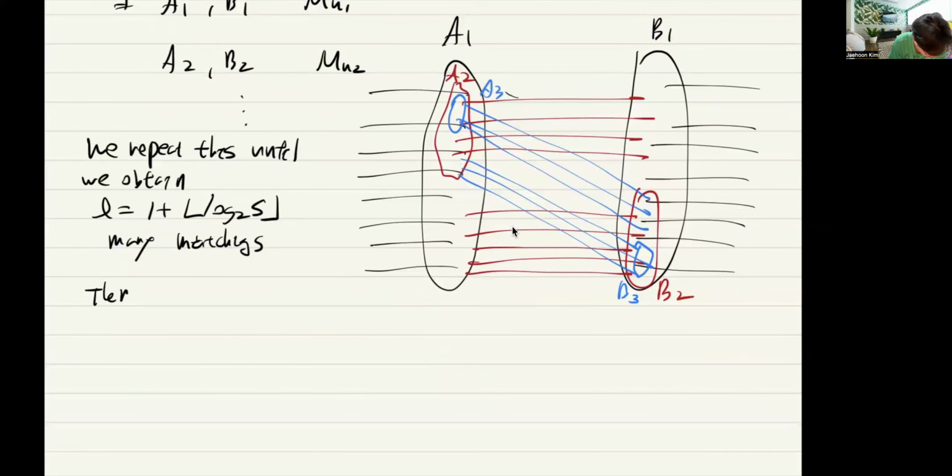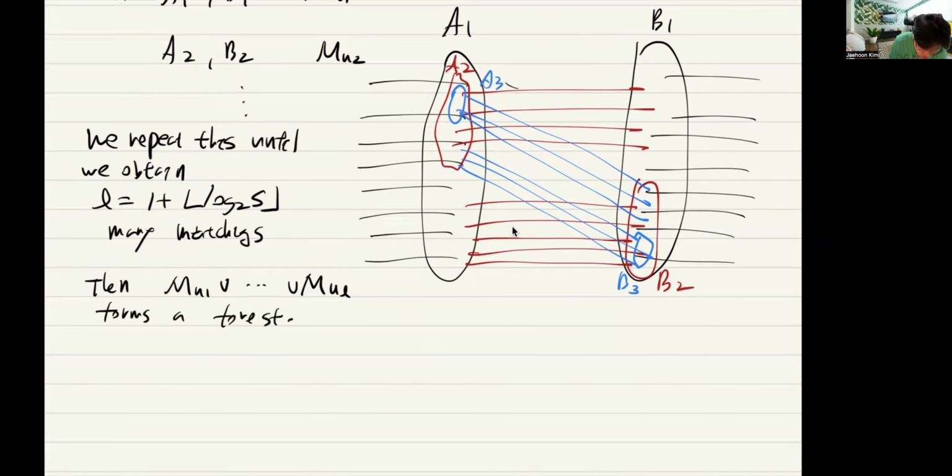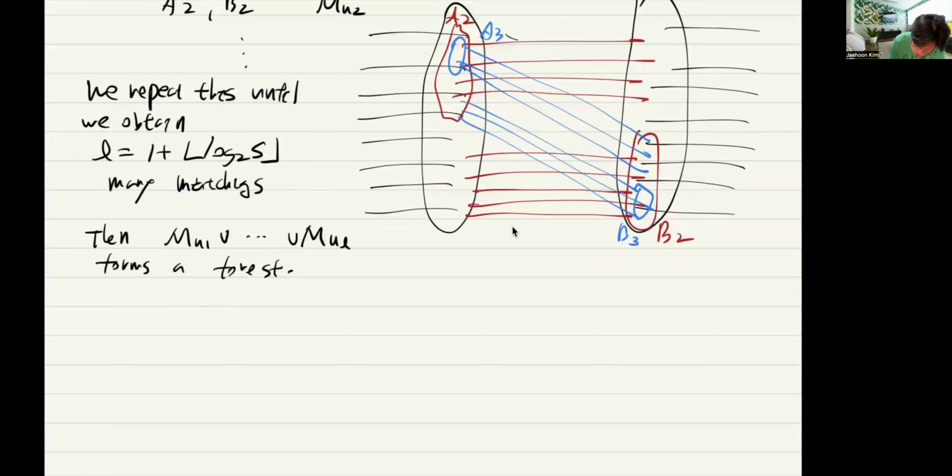Then what? Then MU1 union with MU2 union with MUL forms a forest. So how does this look like? You have the one blue thing, and then you have red and red, and at the end of each red you have a black, black, black, black. You have this manner. So each component looks like this. So you see in each component there are 1 blue edge, 2 red edge, 4 black edge.